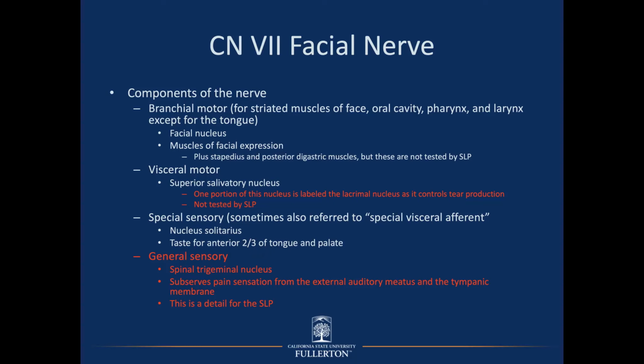And then the next thing for 7 that's sensory in nature is a general sensation. And I put it in red because it's just incidental. It's in your book. So I thought, well, don't think I just forgot about it. But what does it do? It subserves pain sensation for the external auditory meatus and the tympanic membrane. In other words, if you jam a Q-tip into your ear and hit the tympanic membrane, you're going to feel it. And this is the nerve that carries that information. And where does it go? The spinal trigeminal nucleus, pain. Okay. So we don't test that.